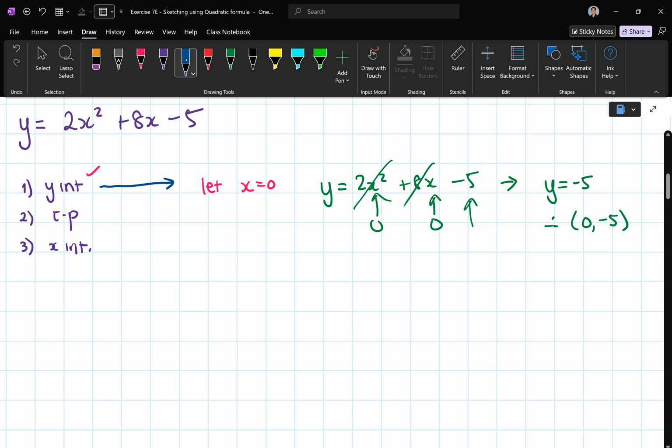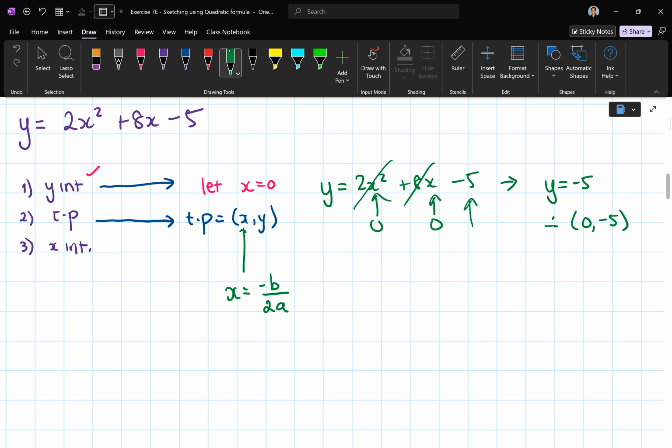To do your turning point, there is a formula they give you. The turning point, which is an x and a y coordinate, there is a formula to find the x coordinate. And that is x equals negative b over 2a. Okay? Now that requires you to understand what is a, b, and c. Well, a is the number in front of x squared, so a equals 2. b is the number in front of x, so that's equal to 8. And then c, which is the number by itself, which is negative 5. So make sure the signs are there as well.